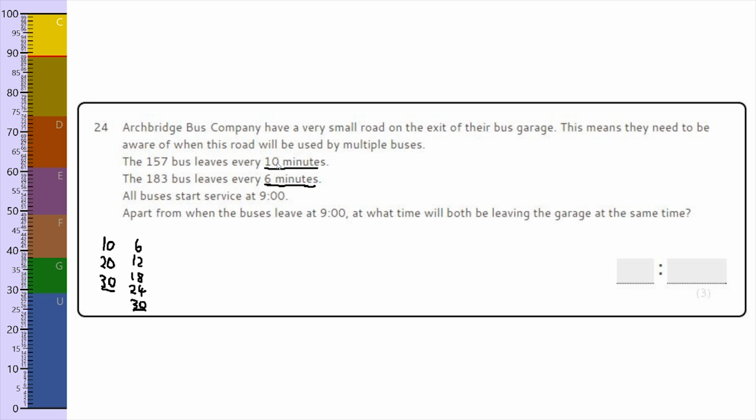So in 30 minutes time the 157 will leave, okay, the third bus will leave, and then the fifth of the 183 bus is going to leave at the same time. Now the service starts at 9 o'clock, where it says apart from that, so we're not looking at the 9 o'clock one, but it's going to be 30 minutes later, so it's going to be 9:30. So make sure when you're answering this that you answer the right question.